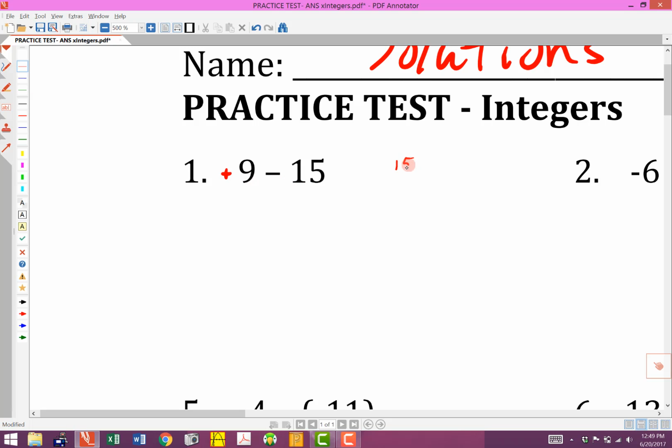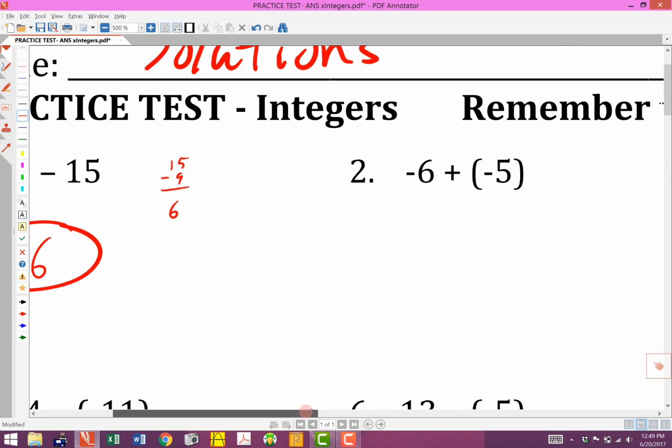If you need to do a little subtraction problem off to the side and figure out that the difference is 6, that would be fine. But remember, the answer is not plain old 6. We've got to figure out whether it's positive or negative. So we look at the two numbers, and again, if you need to, I recommend kind of covering up the signs. The 15 is definitely bigger, and it's negative, so the answer on this one is going to be negative 6.